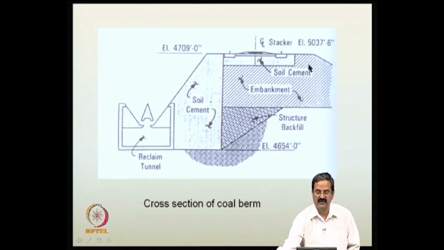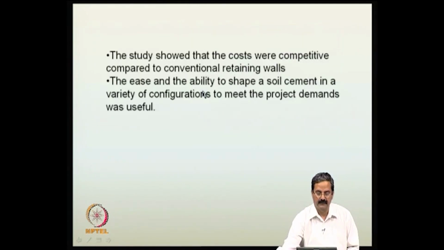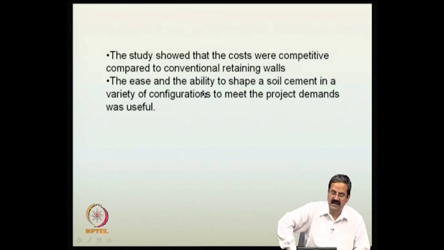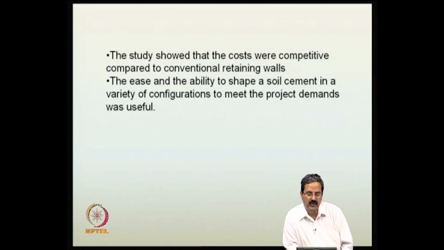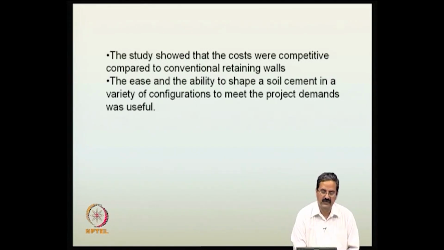So, in the case of, say for example, this is again a soil cement block, in fact that is also quite useful. Instead of the poor soil, they used a soil cement block here, a soil cement material mix actually. So it was quite helpful. What the study showed was that the costs were very competitive compared to conventional retaining walls or even any of the shoring systems. The ease and ability to shape soil cement in a variety of configurations to meet the project demands was useful.